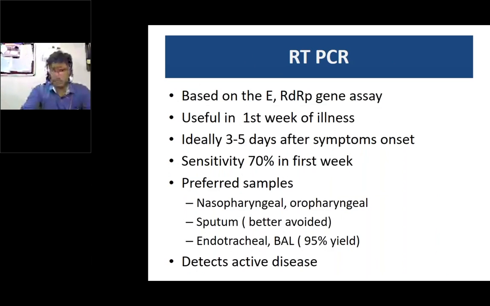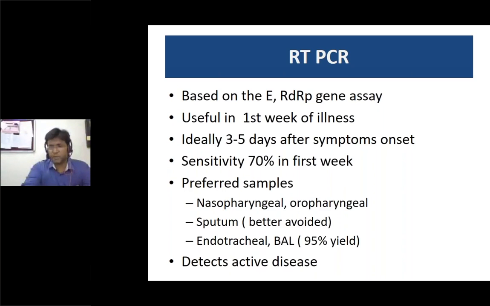This is useful in the first week of illness, as I said earlier. It is ideally 3 to 5 days after onset of symptoms. It's the ideal period to do this test to have a good result and a good pickup rate. The sensitivity of this test is around 70% in the first week. The preferred samples are ideally nasopharyngeal and oropharyngeal samples for patients. Sputum is generally avoided due to the risk of transmission to the healthcare workers nearby and due to cross-contamination.